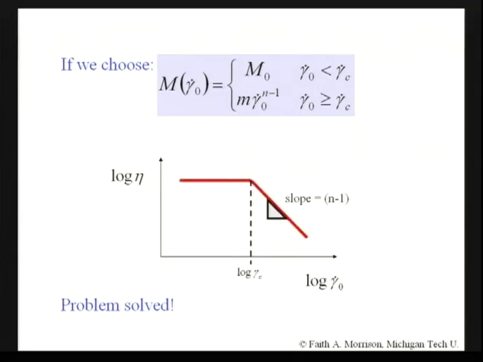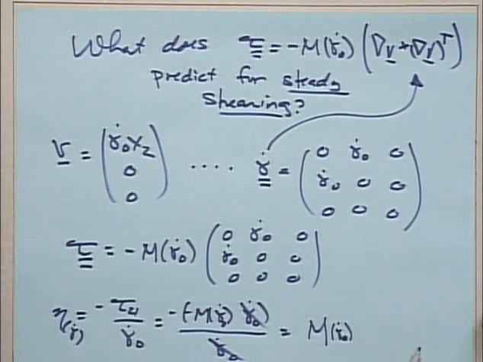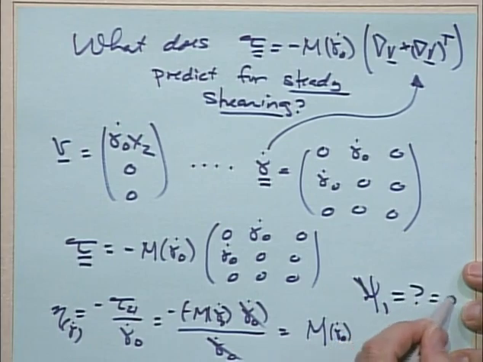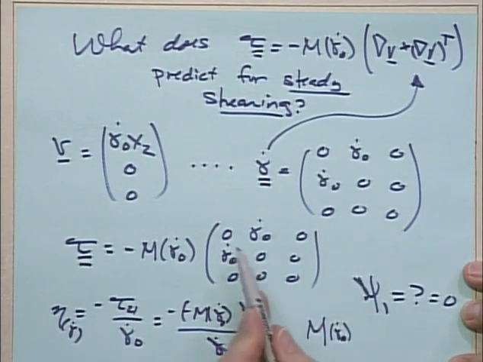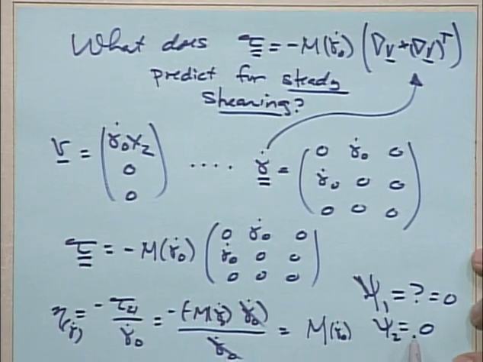The only problem is, what does this model predict for psi 1? Right. It predicts 0 because those are still 0. And for psi 2, which we haven't even talked about, it also predicts 0. So we fixed it the easy way for viscosity, but it is not going to be easy to fix it for first normal stress difference.